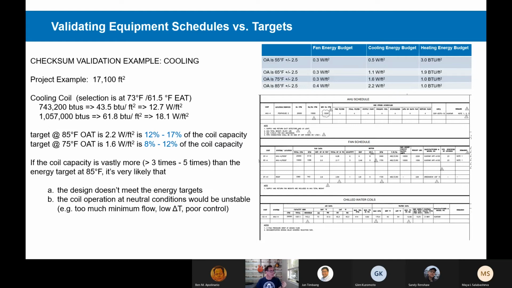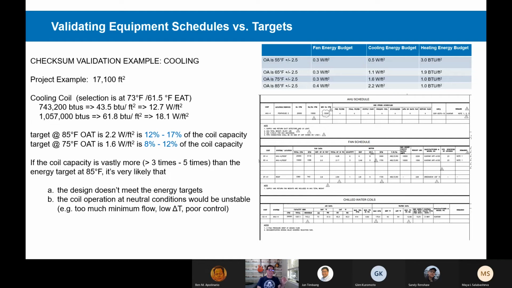So our target cooling energy use at 85 degrees is 2.2 watts per square foot, which is less than 20% of this coil capacity. Target cooling range at 75 degrees is 1.6, which is very low for this coil. So that right away tells us something. It tells us either this coil that we've selected doesn't meet the target, we're going to have vastly greater energy use at the 85 degree target, or we're looking at a coil that's going to potentially become unstable as we move down towards 75 degrees and towards the neutral condition.